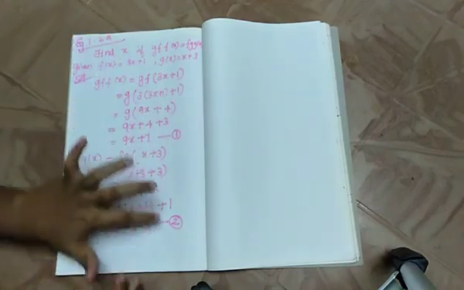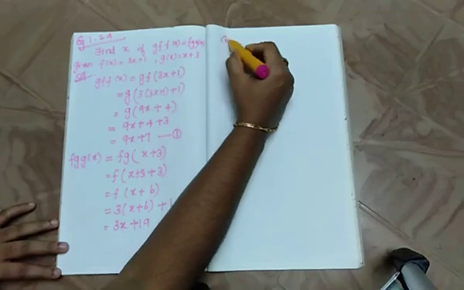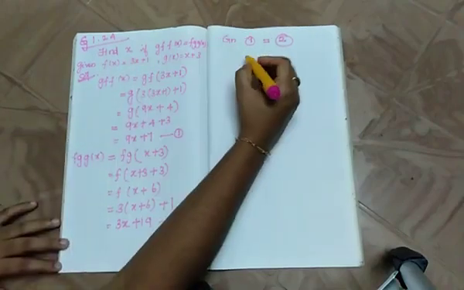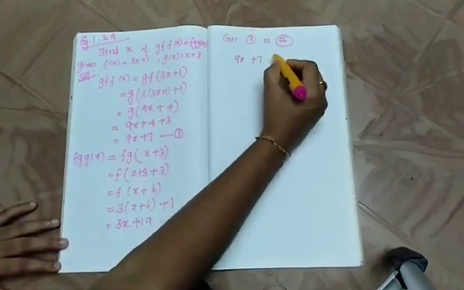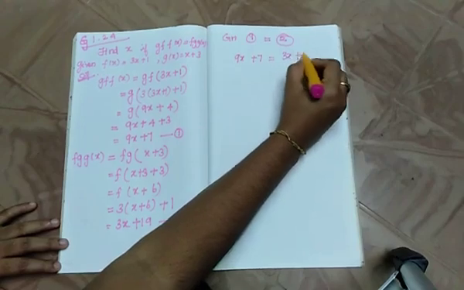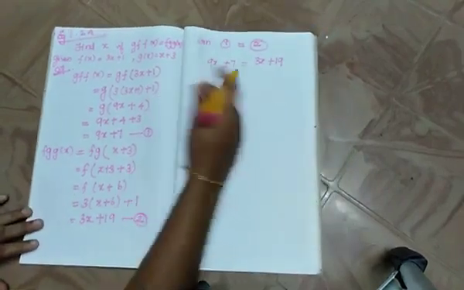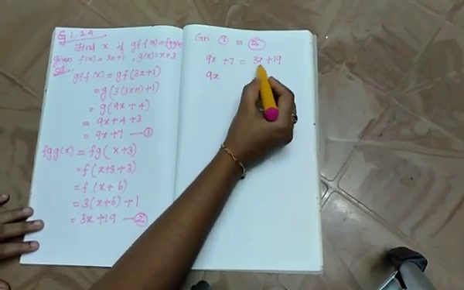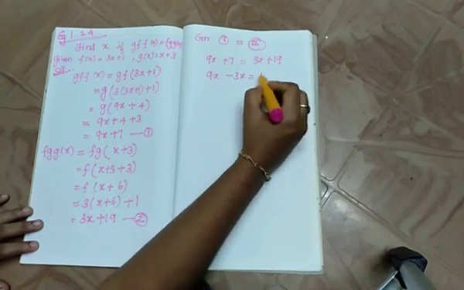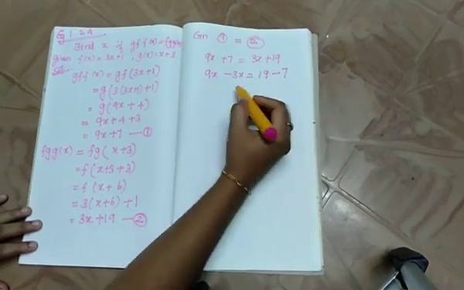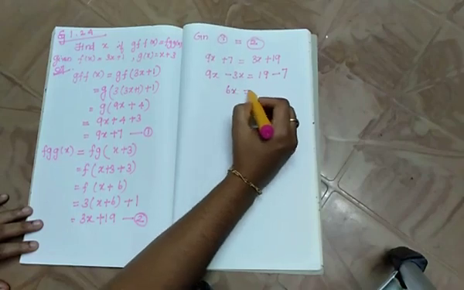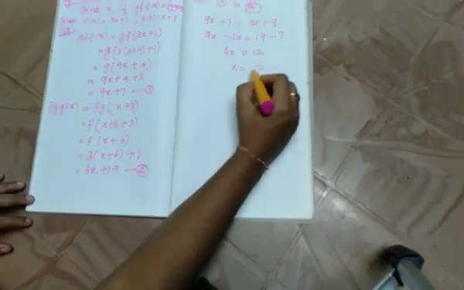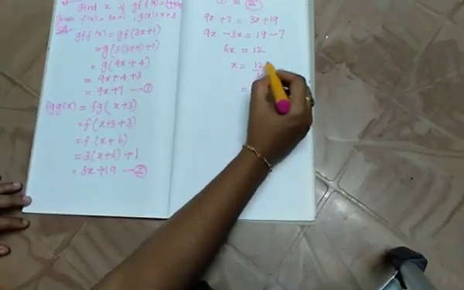This is our equalized function's value. So we know that this first equation, and given that first equation which is equal to second equation. Now equalize it. So 9x plus 7 is equal to 3x plus 19. Isn't that ma? So take the x term on one side and the number term on the other side. So what you will get? 9x minus 3x equal to 19 minus 7. So 9x minus 3x, 6x is equal to 12, x is equal to 12 by 6.